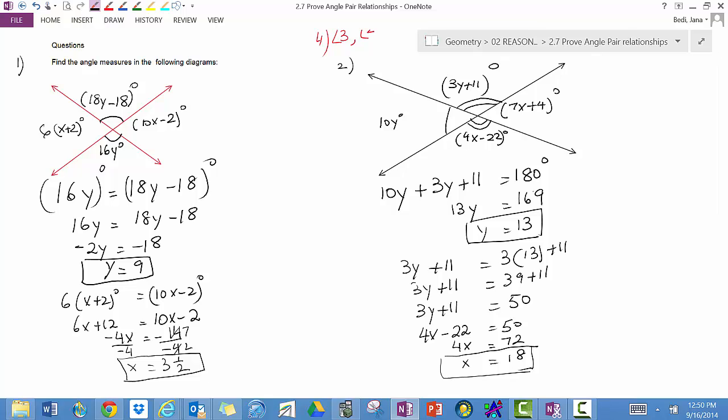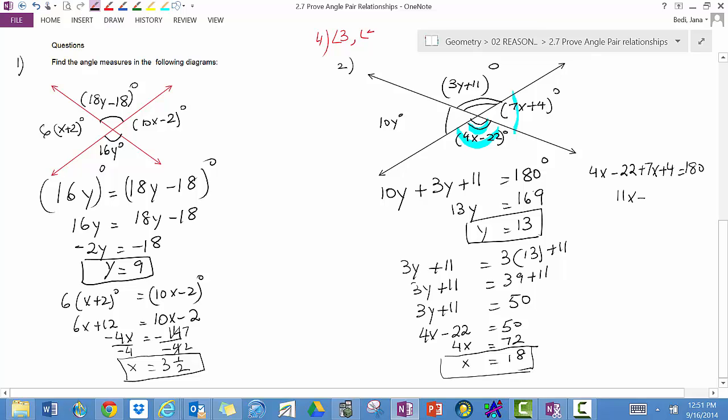What if you were to set up another equation with just x in it, using the fact that these two angles, this angle here and this angle here, form a linear pair? Then I would just say 4x minus 22 plus 7x plus 4 equals 180. That's a linear pair. So hopefully I will come to x equals 18 again. So I'm going to work this out. That gives us 11x minus 18, and I'm combining like terms.